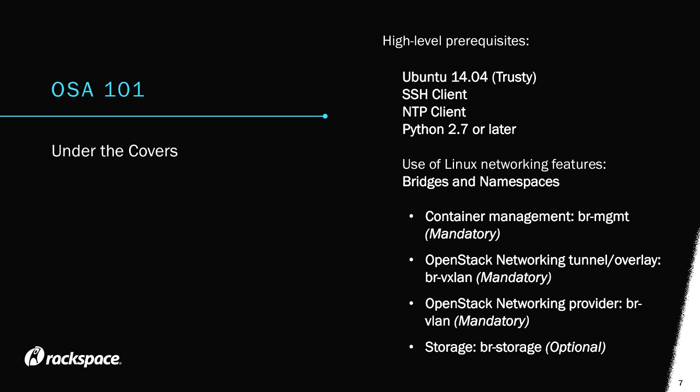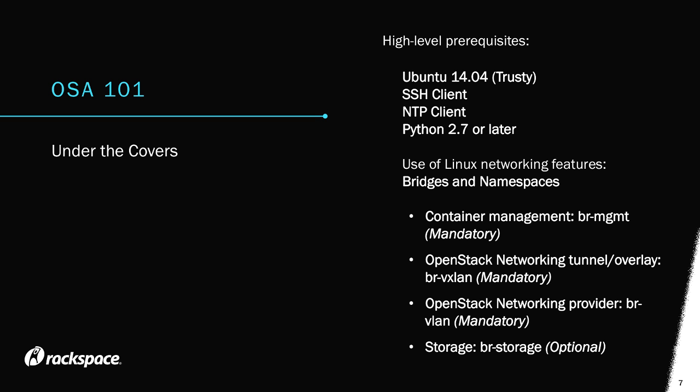The other high-level prerequisites: you need to have an SSH client, which is pretty self-explanatory for most Linux platforms. An NTP client, which happens to be very important. You wouldn't imagine how important it is to have a time sync across your cloud. It's actually a very important piece of the puzzle for OpenStack, so that needs to be there. And you need to have at least Python 2.7 or later running on your operating system, which again should not be a struggle for most people running Linux.